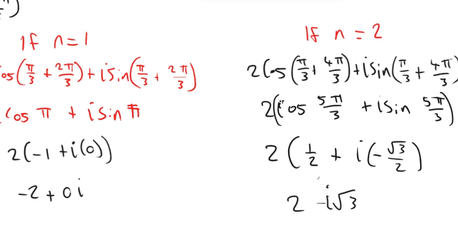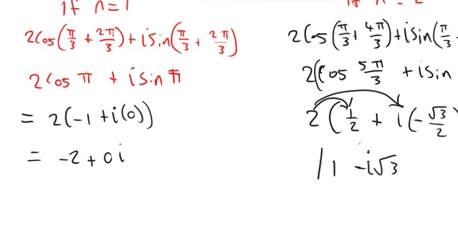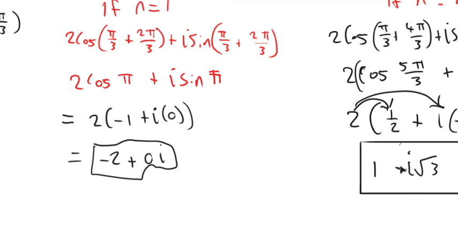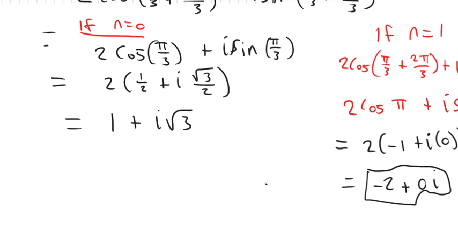Actually, sorry, I multiplied this wrong, didn't I? 2 times a half is 1. Yep, so 1 minus I root 3. So that's 1 root, that's another root, and our first one was back here, that's when n was 0. So that's all for that question then.